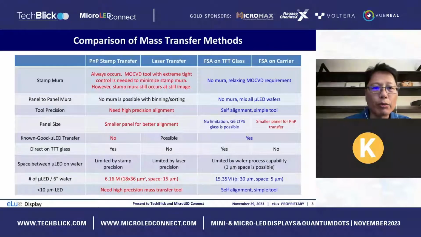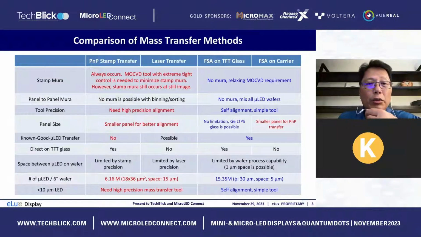Second is panel-to-panel Mura. For stamp transfer and laser transfer, if you do very careful binning and sorting, you can minimize the Mura. For FSA, you just mix all the LEDs together, then you don't see the Mura at the panel-to-panel level. Tool precision: because stamp transfer or laser transfer involve a lot of mechanical control, you need a very, very good alignment. For FSA, it's a self-aligned process. The tool is very simple.